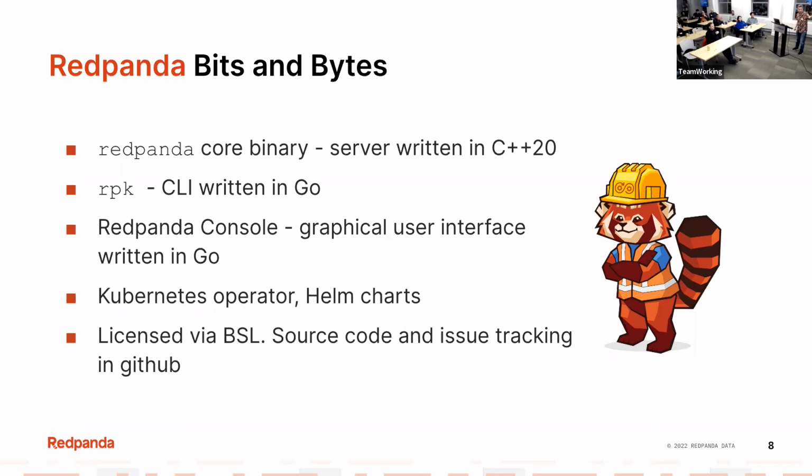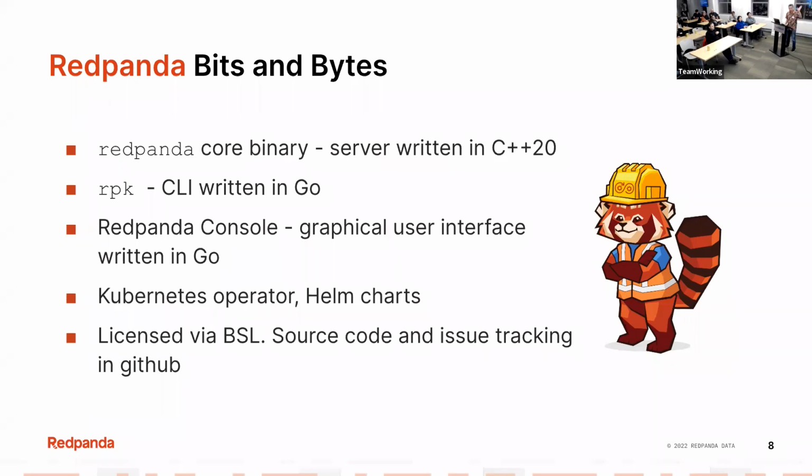We have other things, like we have a CLI written in Go. We have a web interface written in Go as well. We have a Kubernetes operator. We have Helm charts. Our licensing is BSL, so similar in nature to MongoDB, Elastic. I think it's BSL now, right? MySQL is.